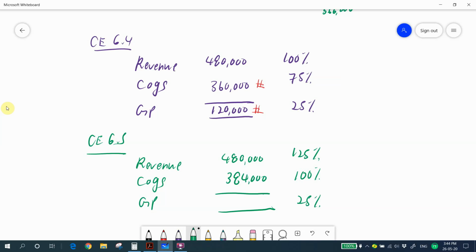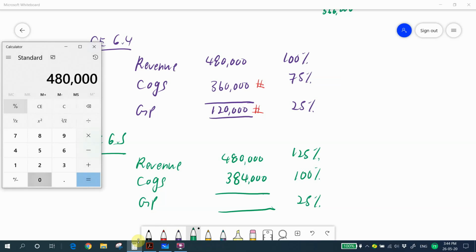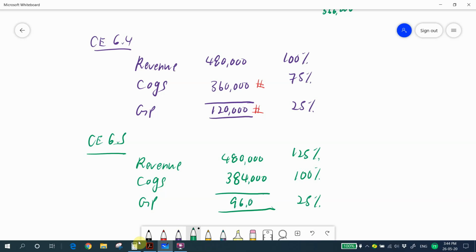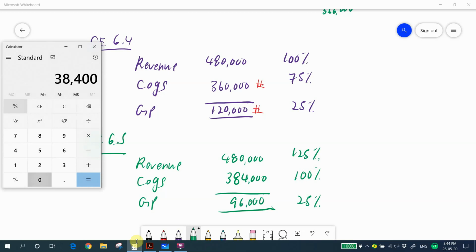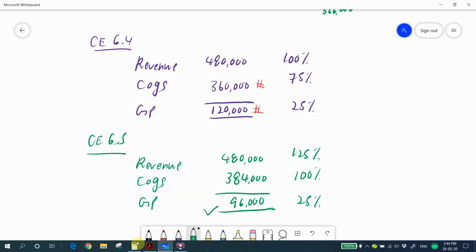To get your gross profit, you have two methods. You can use a simple way: you use 480 minus 384, so you get the gross profit, or you use 384 times 25%. So we use the simple way first. 480 minus 384, so we get gross profit 96,000. We can also check whether this answer is correct. So we use 384 times 25%. If you get the same answer here, it means that your answer is correct. So the cost of goods sold is 384 and gross profit is 96,000 if the markup is 25%.